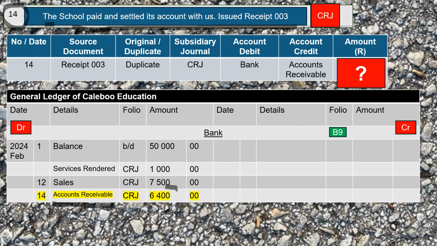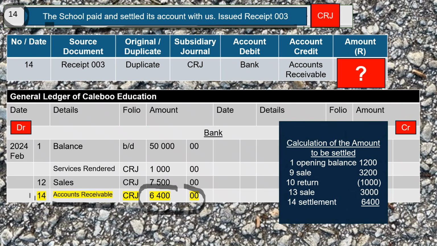Now how did we calculate the 6,400? Now remember, you need to take all the transactions that relate to the school before and on the 14th of February. The first thing that you look for when you need to calculate amounts received from a debtor is an opening balance. We have discussed this, so it is a revision. Look for the opening balance, which is 1,200.